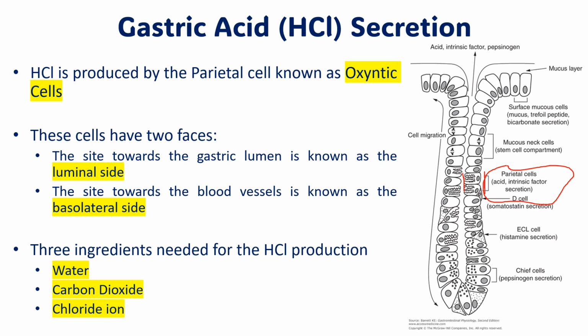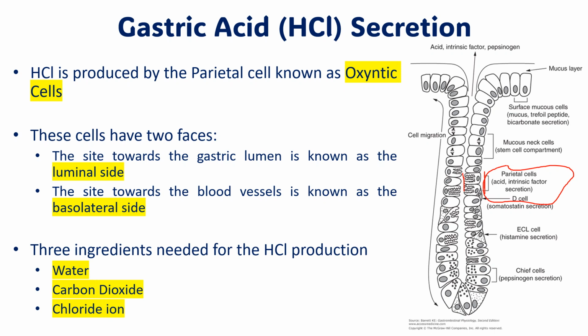Now, for HCl production, three important ingredients are required: water, carbon dioxide, and chloride ion. How these are involved, we will see through pictorial aspects. Whenever these parietal cells are stimulated, they secrete HCl at a concentration of roughly 160 millimolar, which is equivalent to pH 0.8. The acid is secreted into the large canaliculi, deep invaginations of the plasma membrane, which are continuous with the lumen of the gland.